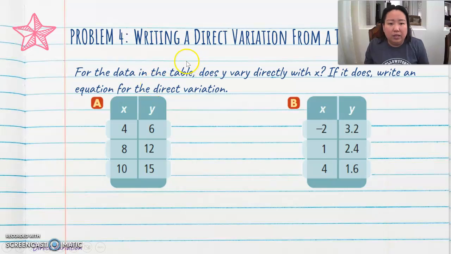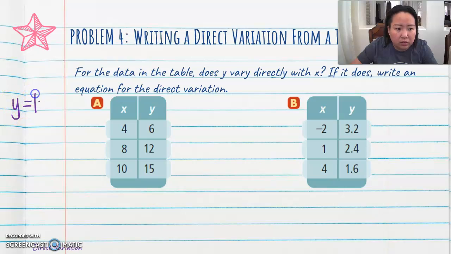So looking at this, how can you write a direct variation equation when you are given a table? All right. So in this case, we have this data set. We have to find, does y vary directly with x? And if it does, we have to write an equation for the direct variation. So how are we going to get this one done? So remember, when we have a direct variation, our equation should always look like y = kx, all right? The value of k needs to be consistent.